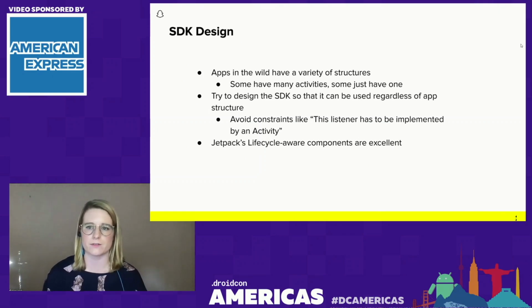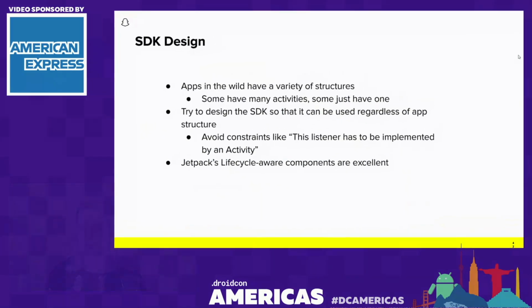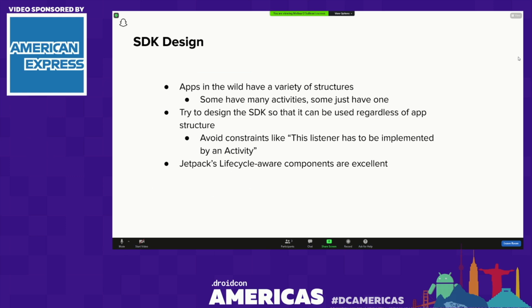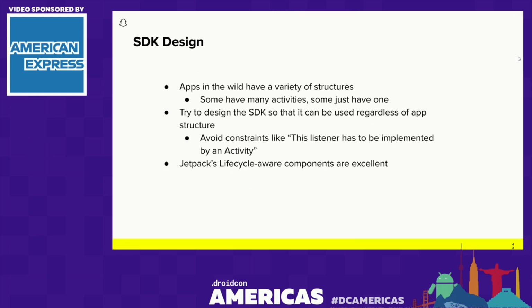Apps are built in a lot of different ways, and you want your SDK to avoid making assumptions about structure. Constraints like "this listener has to be implemented by an activity" should be avoided, because constraints like this could be the reason that an app decides not to use your SDK. In particular, for building modularized UI components, SDKs or not, Jetpack's lifecycle-aware components are great. They're really helpful for allowing you to avoid using fragments or activities directly and to make your code more flexible.